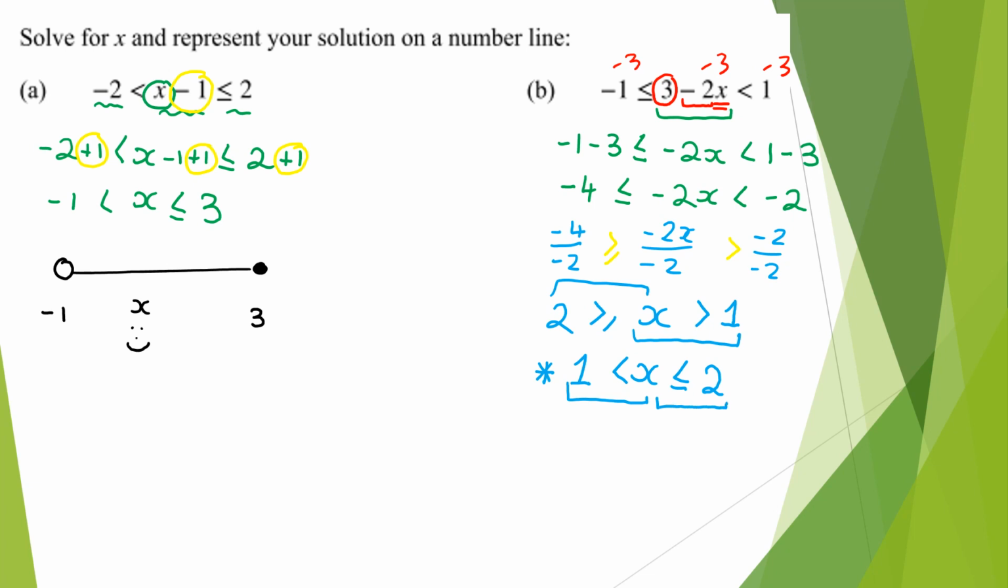And so on our number line, the values that are important here would be 1 and 2. As we can see, 1 is excluded, 2 is included, and so our number line should look like this. Right, so all the x values that are greater than 1 but less than or equal to 2 will satisfy this inequality.